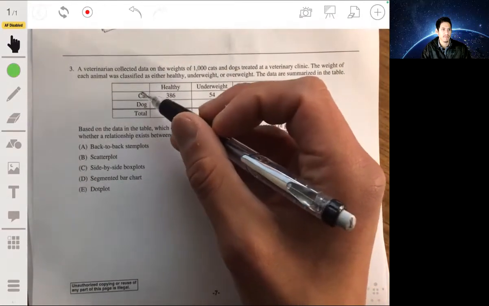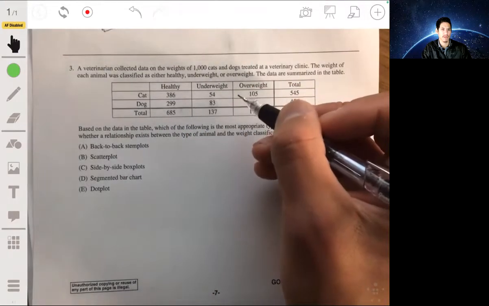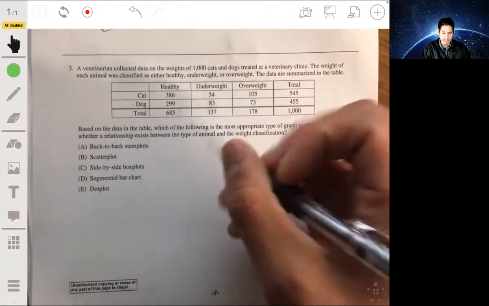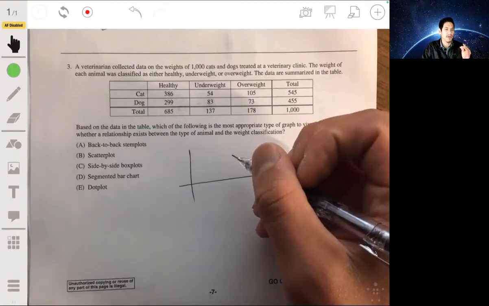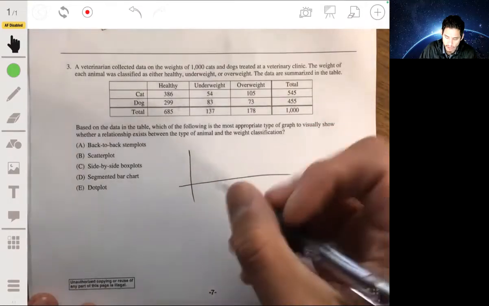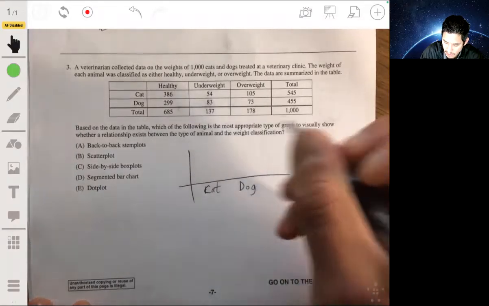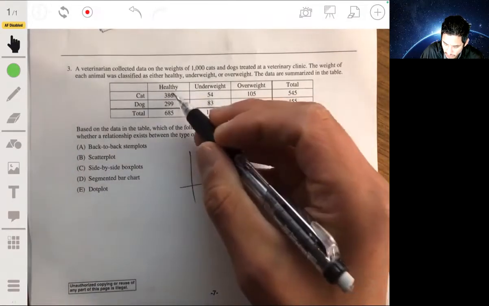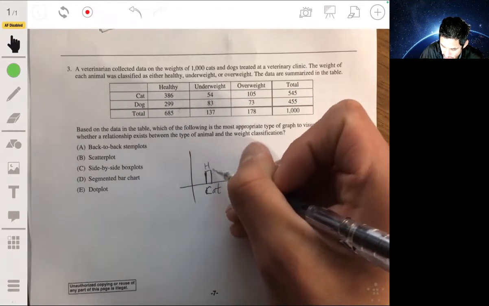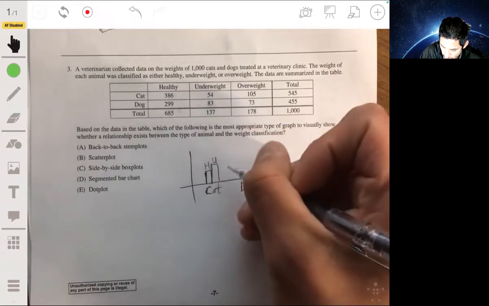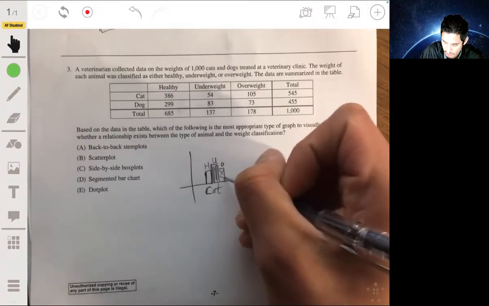Okay, so we have the types of animals, cat and dog, and whether it's healthy, underweight, or overweight. So it would make sense to have bar charts grouped together for cats and then dogs. So it's maybe something like this. You would have cats, and maybe one bar for healthy, one that displays underweight, and one that displays overweight. I'm not saying these are actual heights, this is just a hypothetical example.